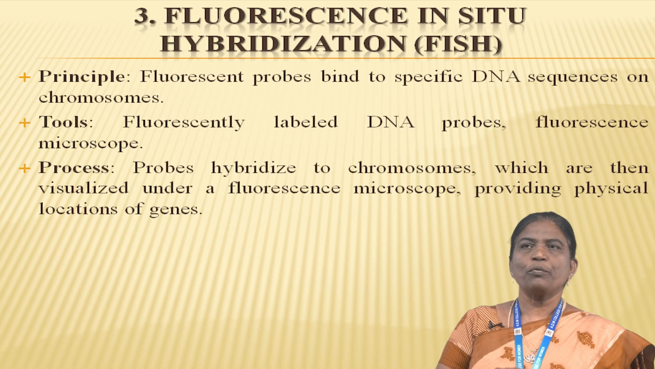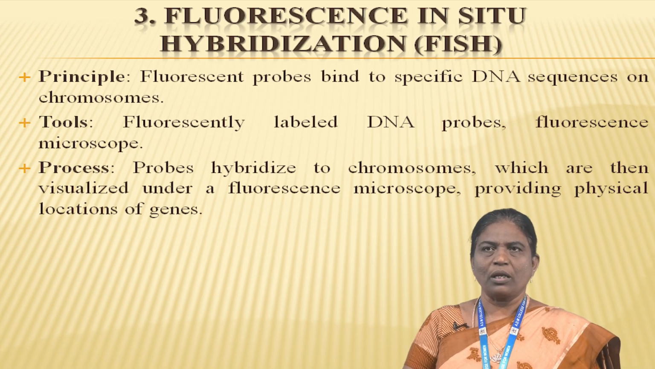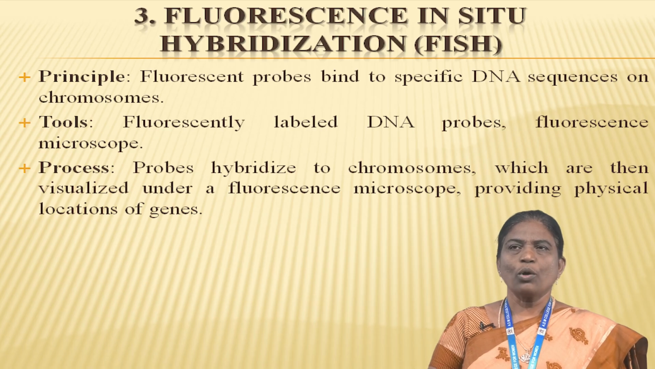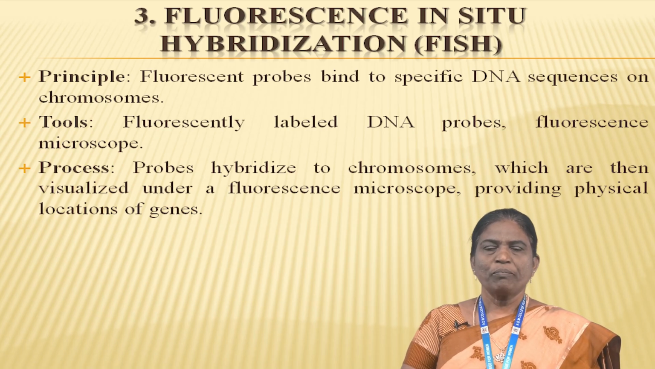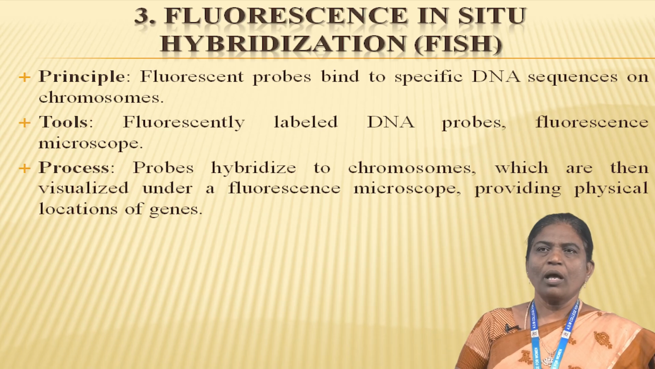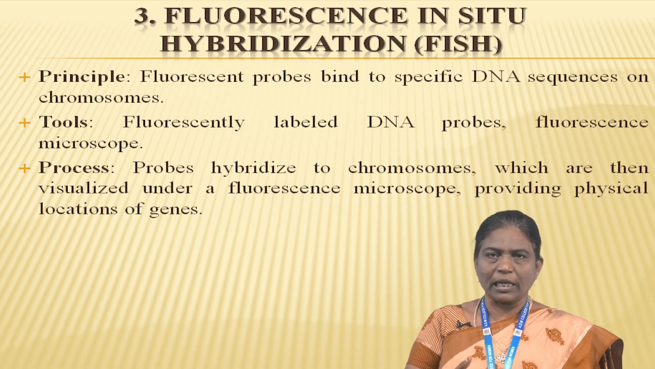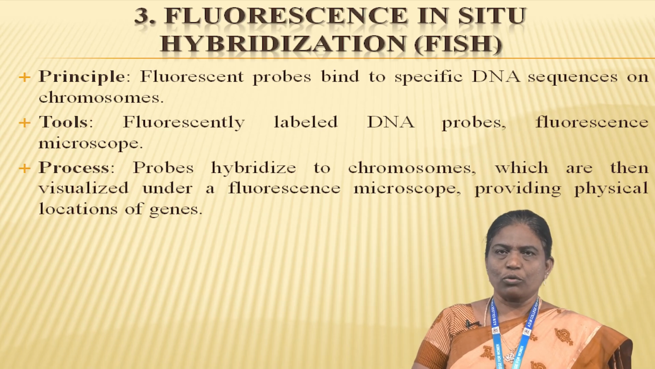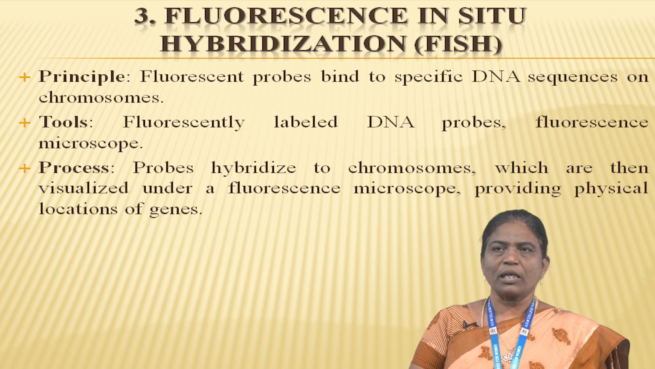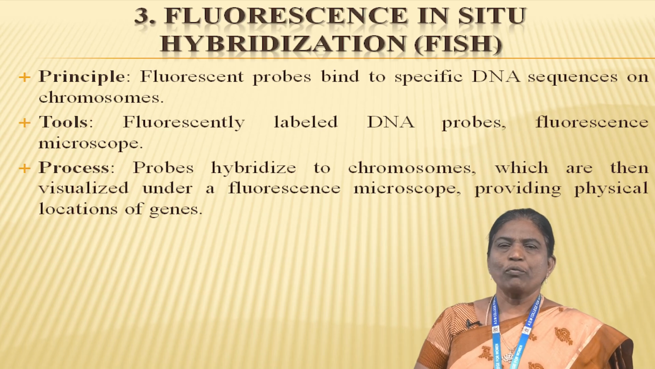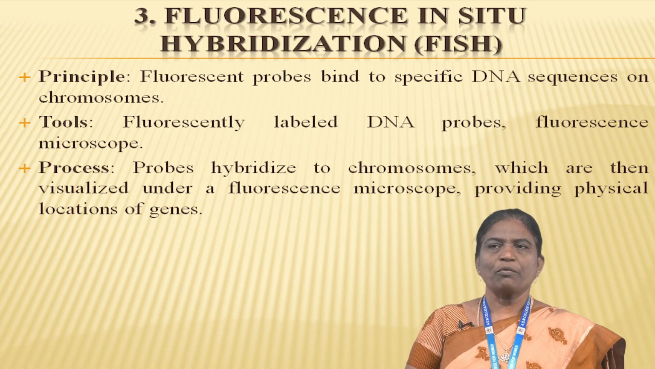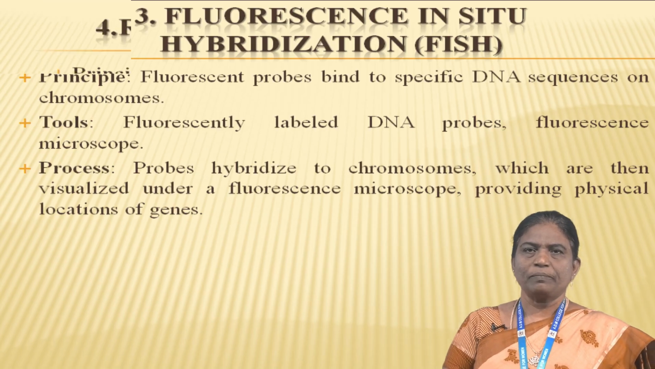Let us see something about fluorescence in situ hybridization. Here the principle is that fluorescent probes bind to specific DNA sequences on chromosomes. The tools utilized here are fluorescently labeled DNA probes and a fluorescence microscope. In the process, the probes hybridize to chromosomes, which are then visualized under a fluorescence microscope, providing physical locations of genes.